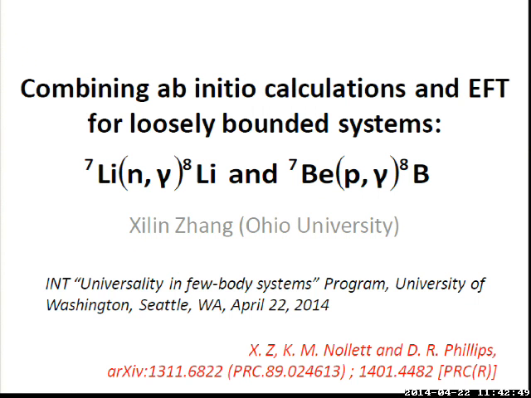Yeah, so the talk title is combining ab initio calculation with EFT for loosely bound systems. And this notation means you have a lithium 7 core and a neutron in the initial state, and in the final state you have a photon and the lithium 8 compound. For the second one, neutron lithium scattering going to gamma. Plus, if you flip neutron to proton and proton to neutron, you'll get the second one.